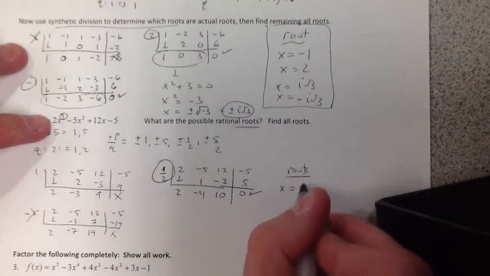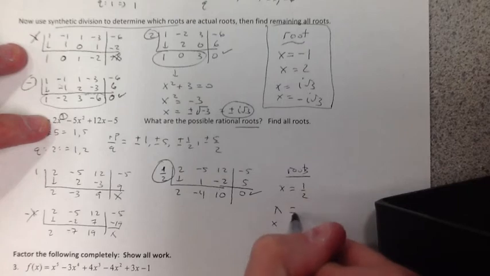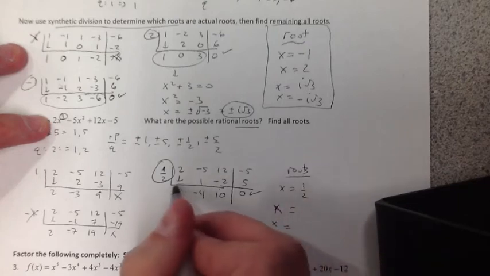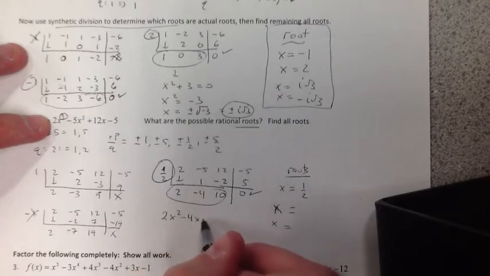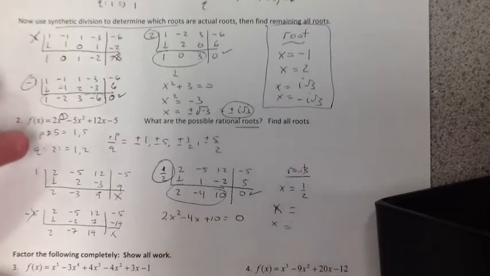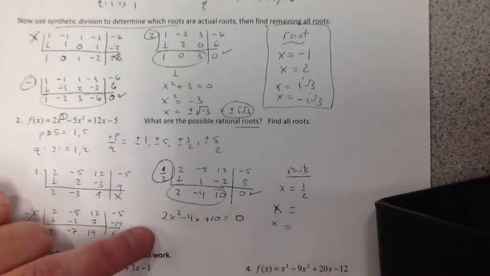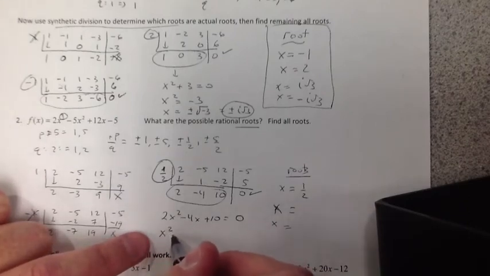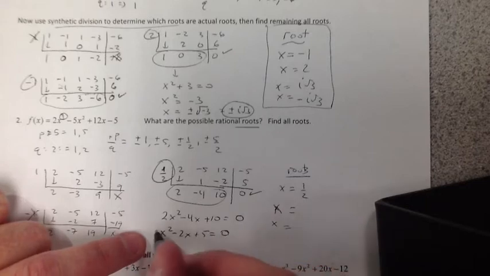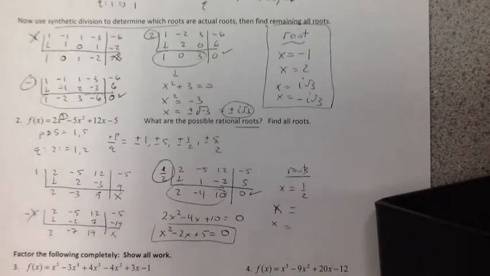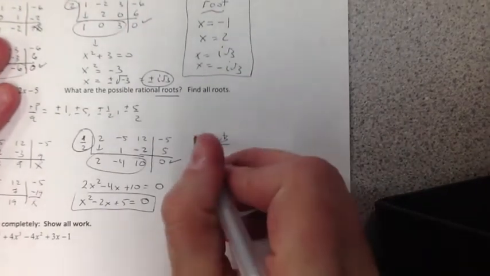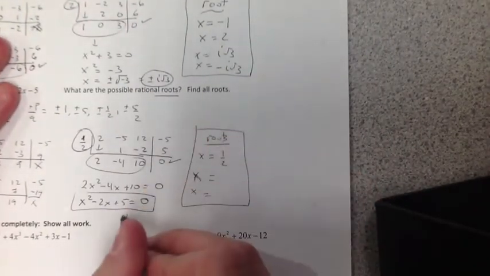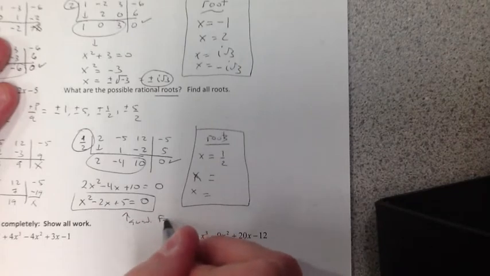So I get x equals 1/2. I need 2 more, but we're in luck. This is quadratic, so I get 2x squared minus 4x plus 10 equals 0, and that's what I want to solve. Use a little bit of algebra. I get x squared, divide everything by 2, minus 2x plus 5 equals 0. And right away, I know I cannot solve this one by hand. The only way to solve this one is by using the quadratic formula. Okay? So I'm going to use the quadratic formula for this one.